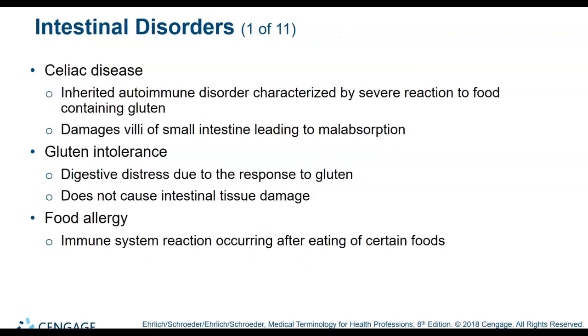There are different types of disorders out there, and you're going to hear a lot about celiac disease. There is a big difference between celiac disease and gluten intolerance. Celiac is an autoimmune disorder, where our body has a severe reaction to food containing gluten. It actually damages those little fingers that we talked about, the villi of the small intestine, and that leads to malabsorption, and that's a real issue.